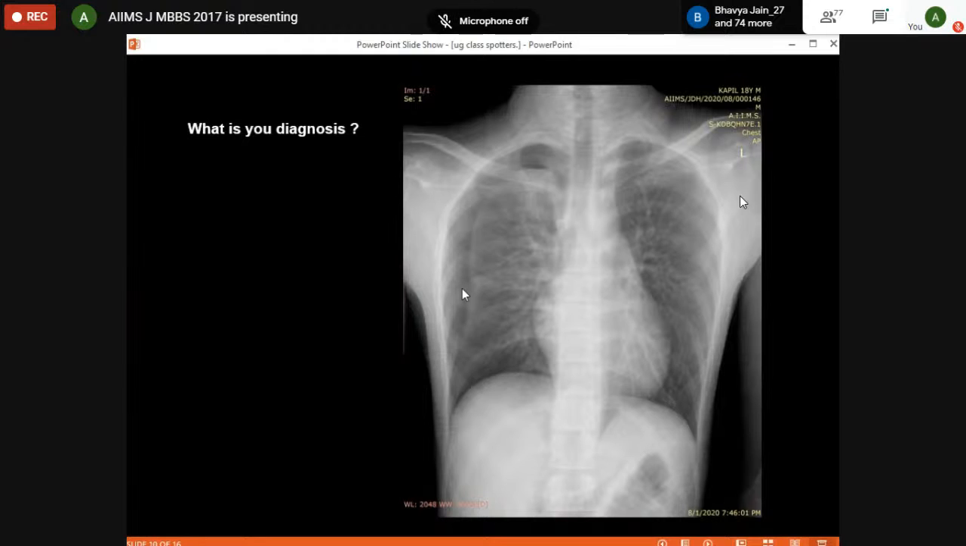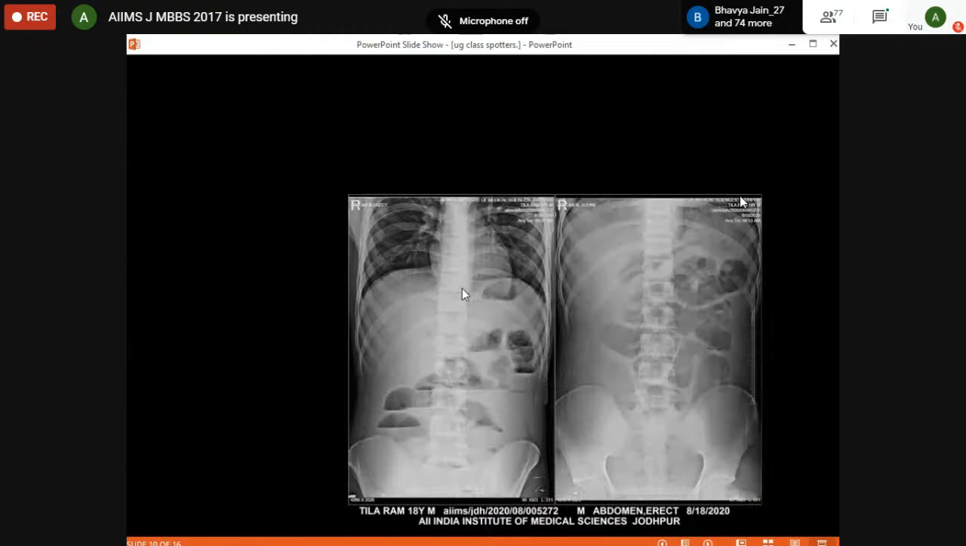Okay. So we'll go to the next question, another emergency-based question. What is your diagnosis? This is an X-ray abdomen, erect and supine. You all can answer this. Come on.